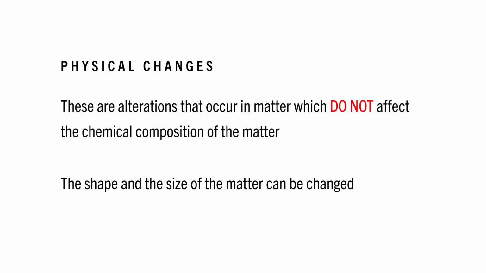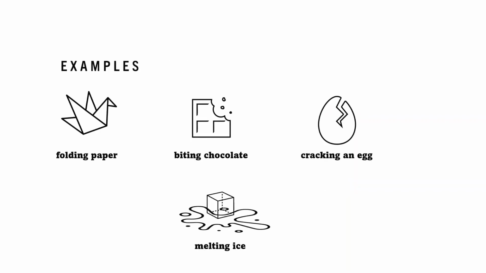Okay, let's look at some examples and maybe this will make a little bit more sense. Right, so if we have the folding of paper, it's still paper after you folded it. That's a physical change, right? If you bite chocolate, what is in your mouth is also chocolate. So that's also a physical change. When you crack an egg, the two pieces of eggshell are still eggshell. And lastly, when you melt ice, at the end of the day, it's still water. It's the same compound, water that's frozen and water in the liquid state. These are examples of physical changes.